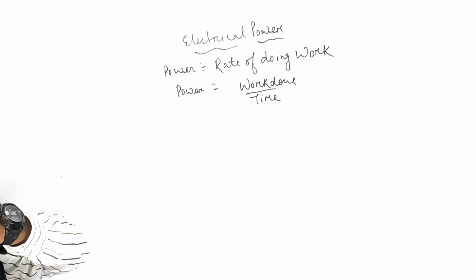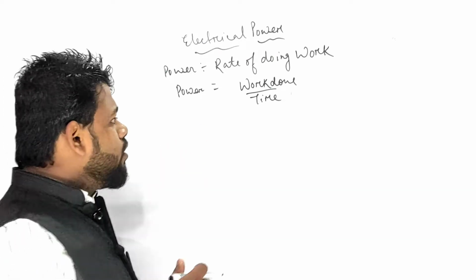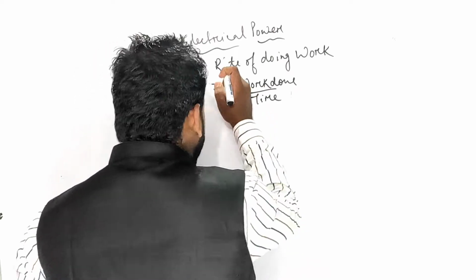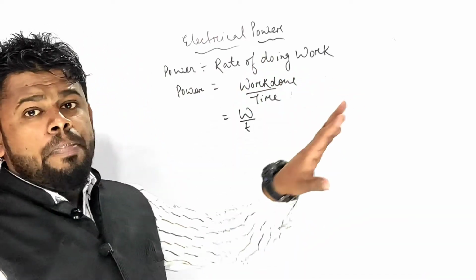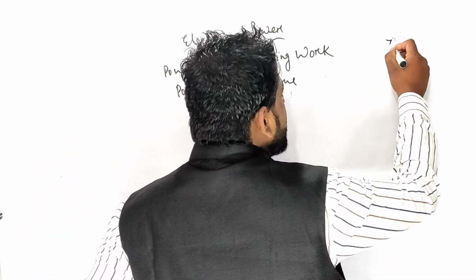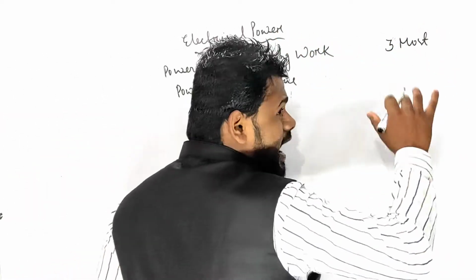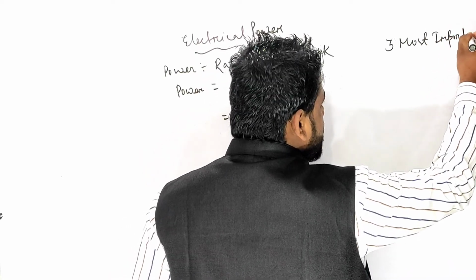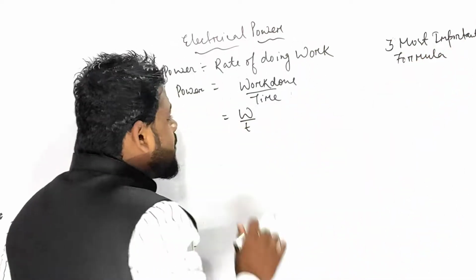So now, rate of doing work per time. Rate of doing work means what does time mean? That means Q upon T, W upon T. Q is charge, why am I writing W upon T, right? So power has 3 most important formulas, which we will take out right now. We will talk about them thoroughly. 3 most important formulas. How to take them out? See, work done by time.